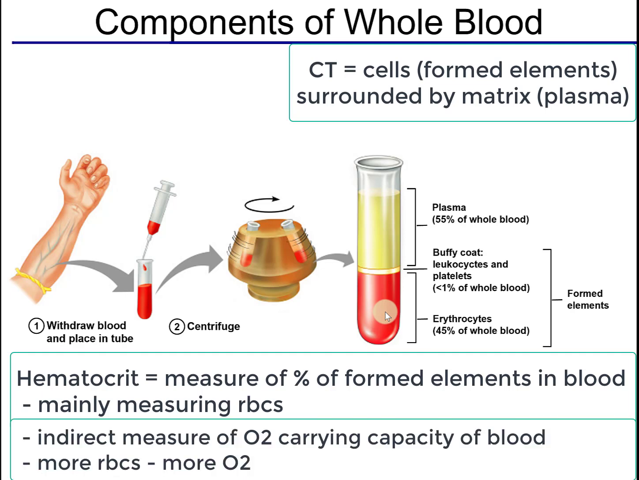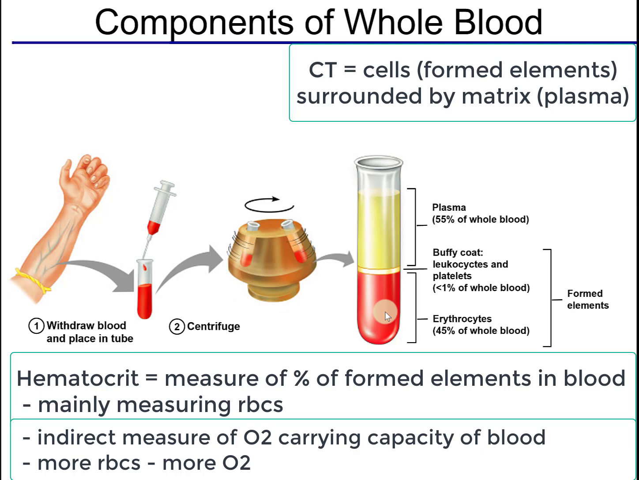Normal values for men are 46 plus or minus 5%. So this means 46 plus 5% would be 51, and 46 minus 5% would be 41. So the normal range is 41 to 51 for men. For women, normal values are 42 plus or minus 5%.